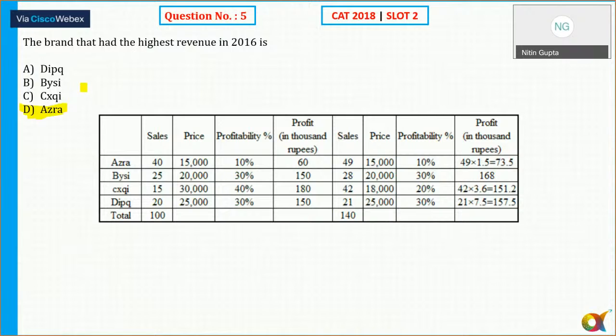Okay. Next one, the brand that had the highest profit in 2016. So the highest profit is nothing but CXQI. So the answer is option C, that is CXQI.